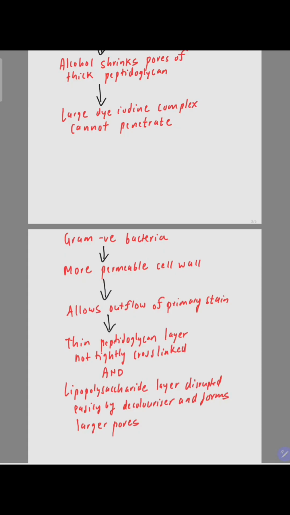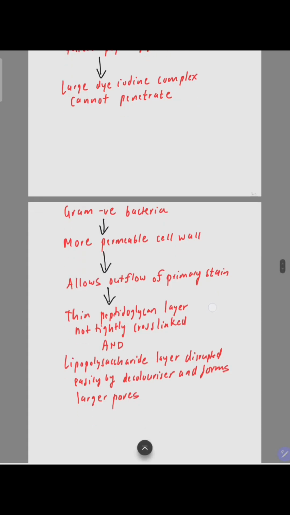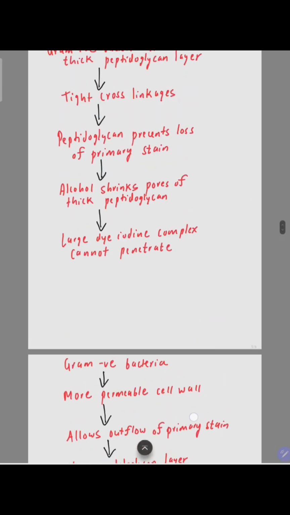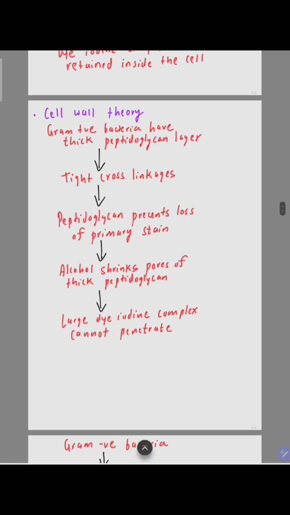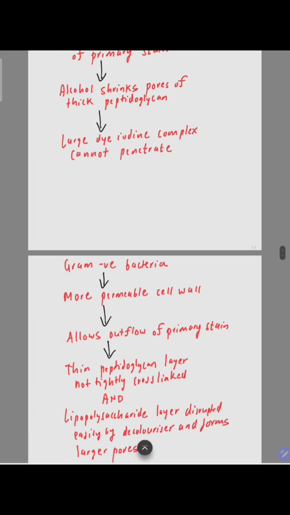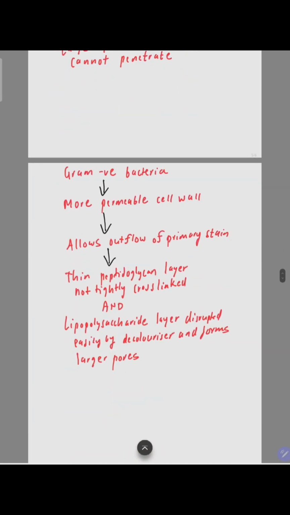Just to quickly recap, gram negative bacteria have a more permeable cell wall which allows outflow of the primary stain, the thin peptidoglycan layer does not have tight cross linkages, and the lipopolysaccharide layer is easily disrupted. So this is the cell wall theory, which is arguably the most important of the theories. The magnesium ribonucleotide theory I will not be discussing here. It's a little more advanced theory, so I will not discuss it right now in this video.